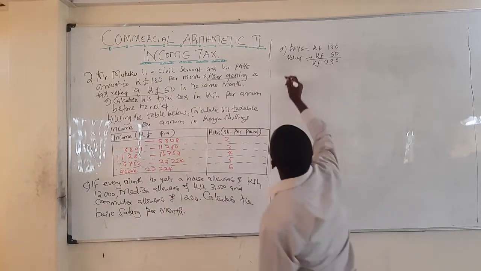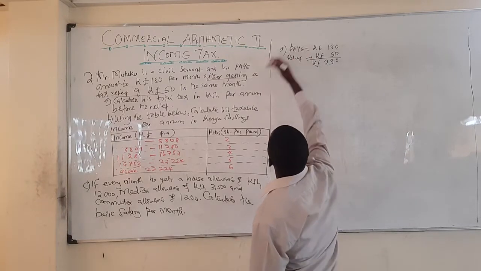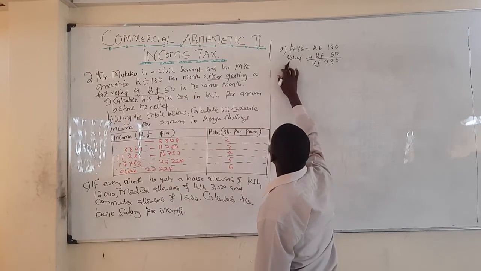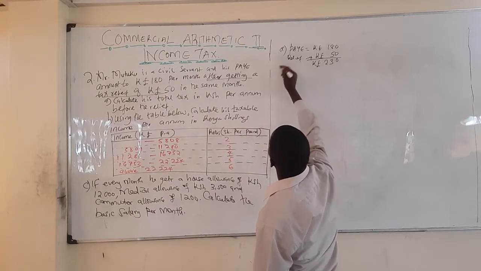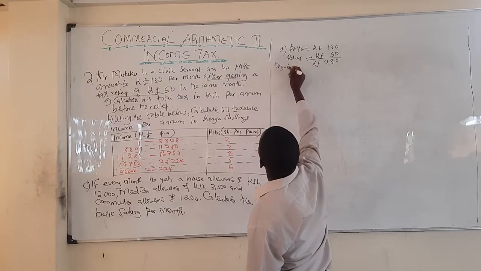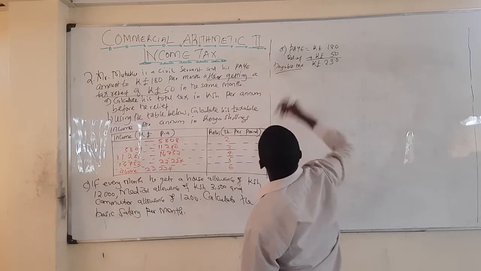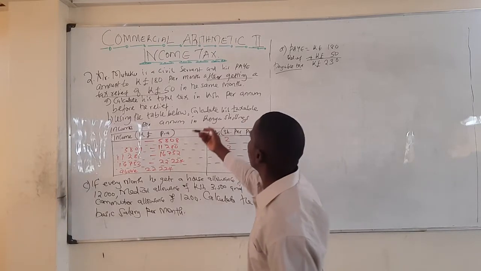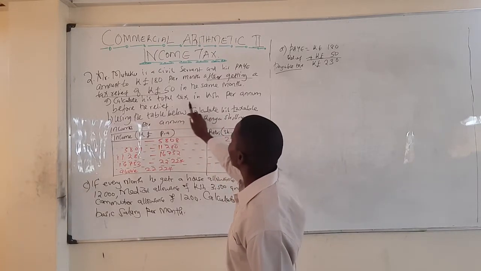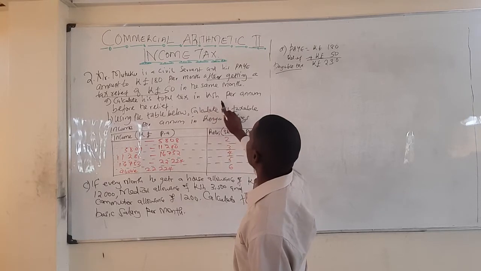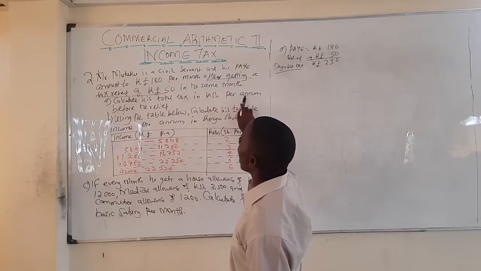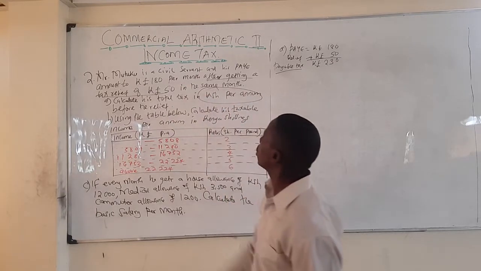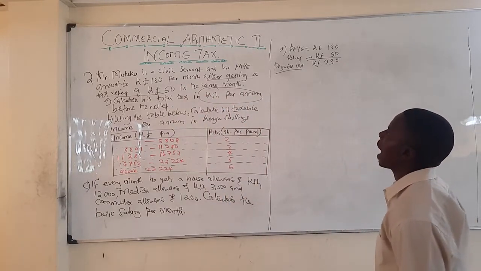Remember, before you get to the PAYE, the other way around, you usually subtract the relief. Now, when you want to go backward, this is the payable tax, the tax that is supposed to be paid before the relief. Then you have been told to calculate his total tax in Kenya shillings per annum before the relief. So to answer our question, you need to make it Kenya shillings per annum.